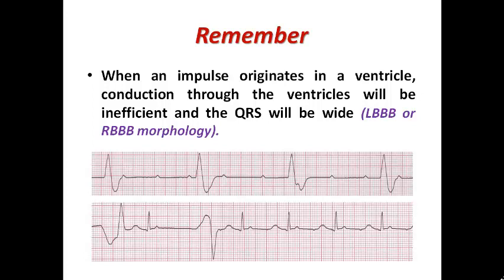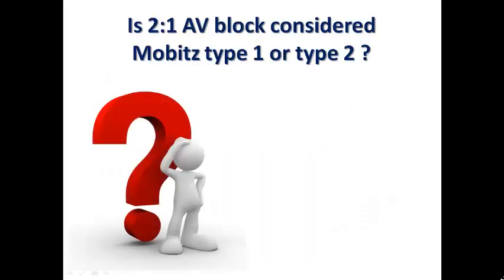So in the top image, it is like escape idioventricular rhythm, and in the lower image, it is different from this. So of course we have a very famous question that we usually ask ourselves when we see a patient with 2-to-1 AV block. When we were junior residents, of course, we asked this to the senior resident: is 2-to-1 considered a Mobitz type 2 because it is a fixed block?